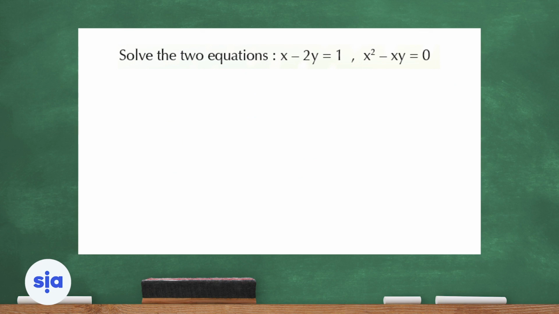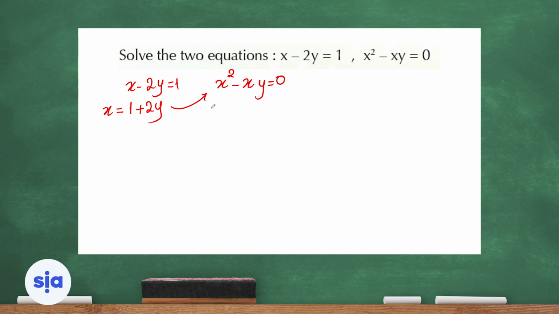Let's now go and see another question. In this question, the question is asking us to solve the two equations. So here, x minus 2y equals 1, and x squared minus xy equals 0. So for the first equation, I can make it as x equals 1 plus 2y. Then I will go and substitute it in the other equation.